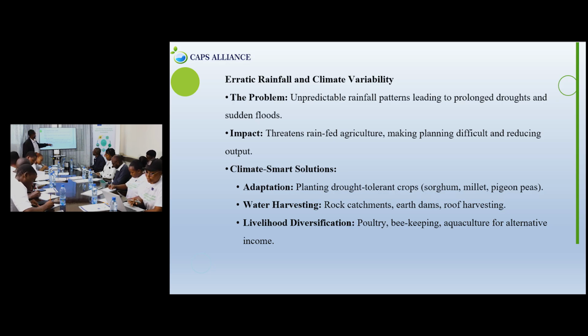Now, livelihood diversification. You don't need to be doing goat keeping or cattle keeping every now and then. So we need to diversify. We need to have poultry farming, beekeeping, and aquaculture for those who are living near water or good water systems. You can have fish farming and so forth. Next.